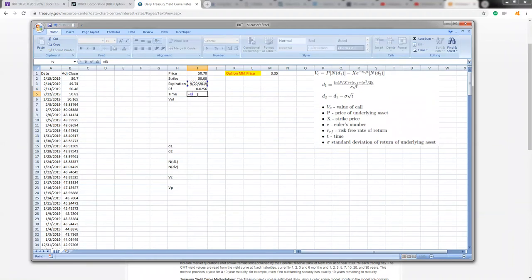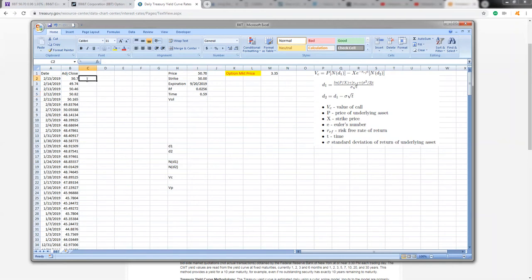To calculate time, we're going to use the formula as equal to the date in the future less today. And then what we'll do is put this number in parentheses and divide by 365. Lastly, we need to tell Excel that this is a number. So we can see it's 0.59 years remaining.